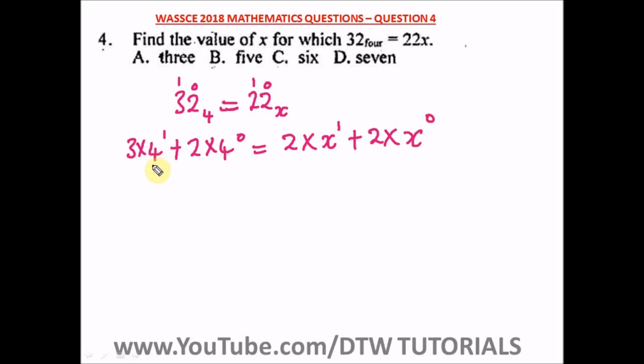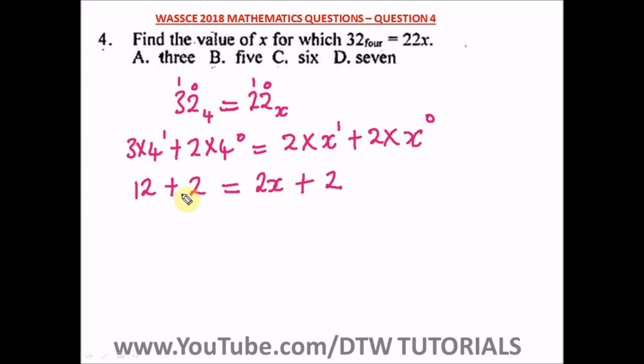Okay, so this is 4 raised to power 1, which will still give us 4, and 4 times 3 will give us what? 12, plus 4 raised to power 0 is what? A 1, and 1 times 2 will give us what? 2, equal to what? x raised to power 1 is still x, and x times 2 will give us 2x, plus x raised to power 0 is 1, and 1 times 2 will give us what? 2. Okay, so let's find the value of x.